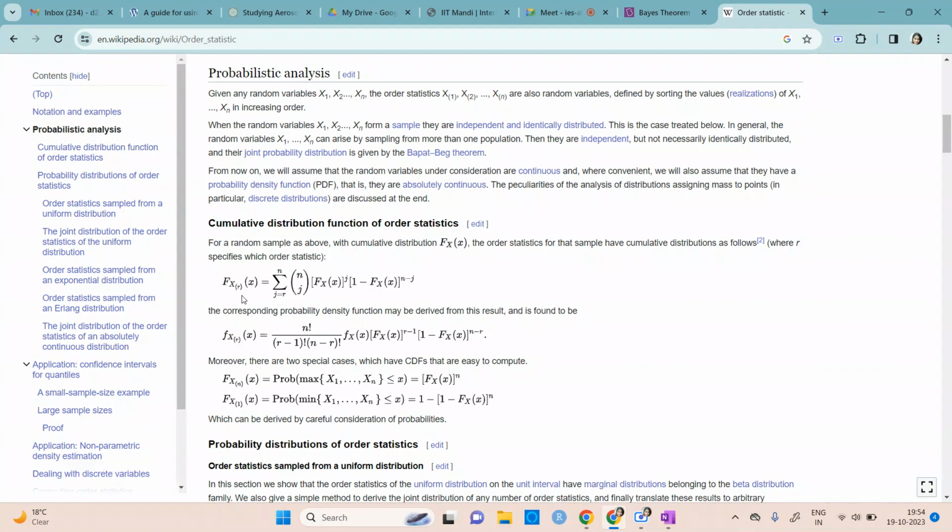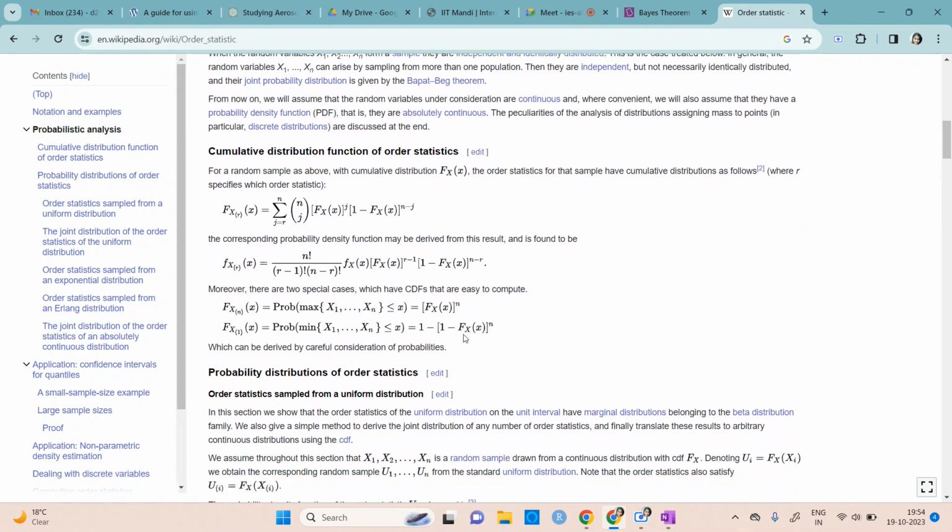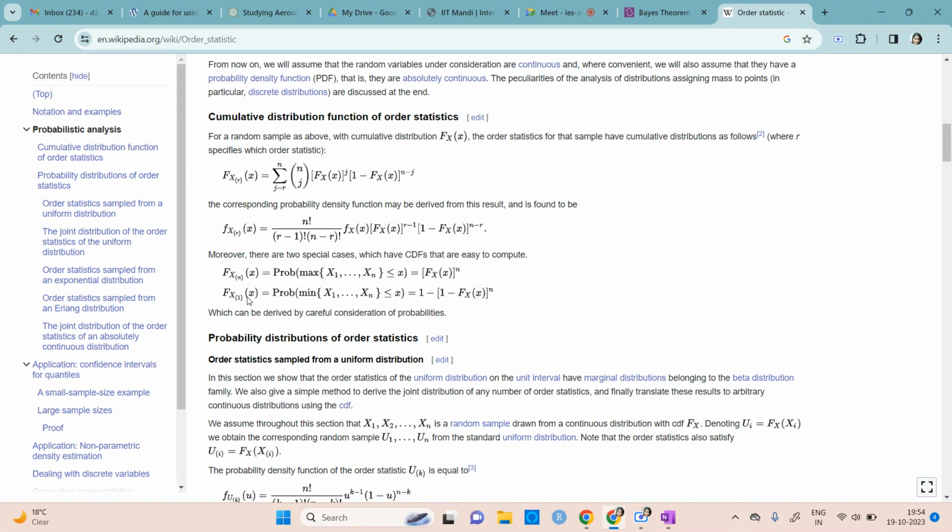The formula given here is for the cdf of xr, and this is for the pdf of xr. How you find this pdf and cdf: let's say my data x is following an exponential distribution. You know the density function of the exponential and the cdf of the exponential, and then you can put those values here and find the answer, right? And this one is for xn, and x1 is the special case, of course, when r is equal to 1 and n. So then you can find fx1 and fxn.